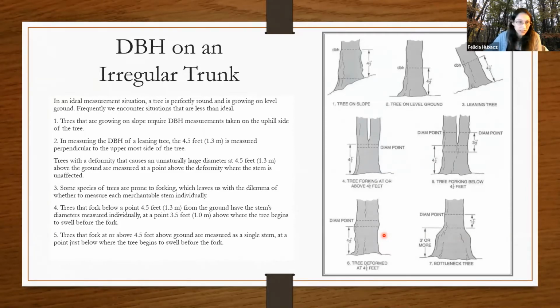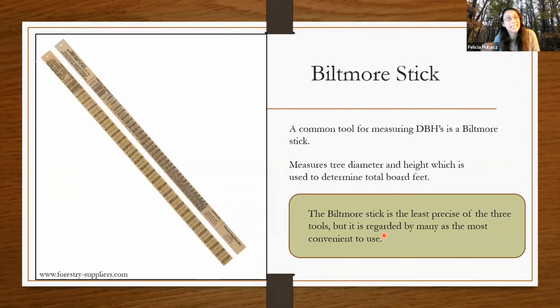Okay, so this is DBH tape, and like I said, it is the most accurate measurement out there. So we're going to go from the most accurate to the least accurate. This is the Biltmore stick, or people call it the cruiser stick, and they're so fast and so handy. However, you really have to be careful, otherwise it will not be accurate.